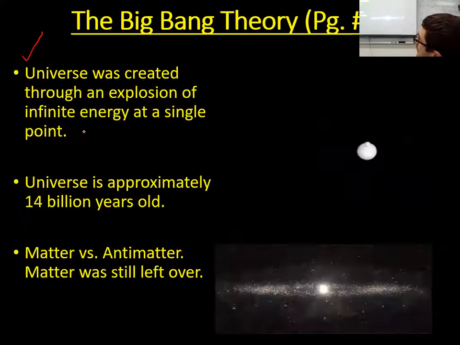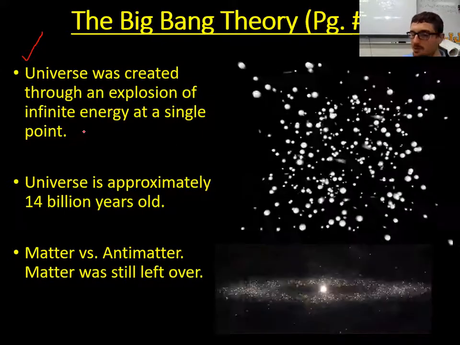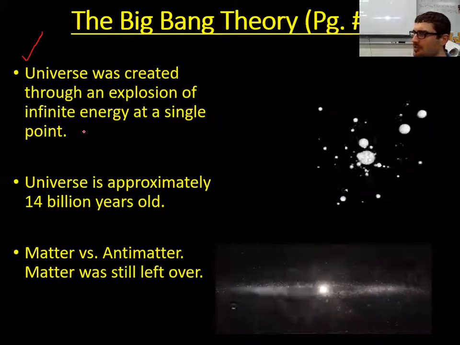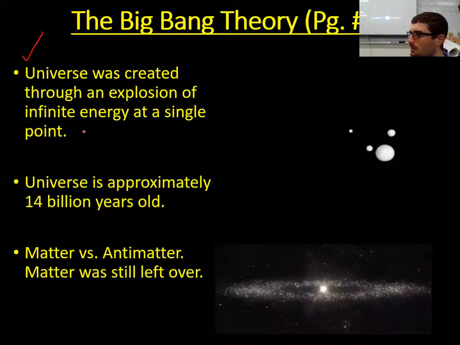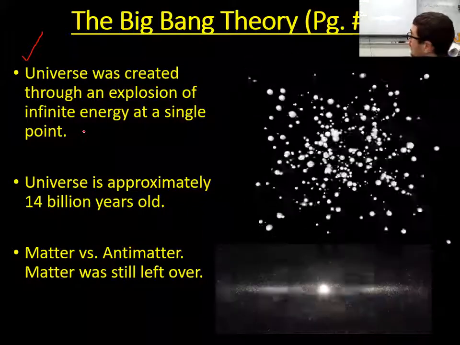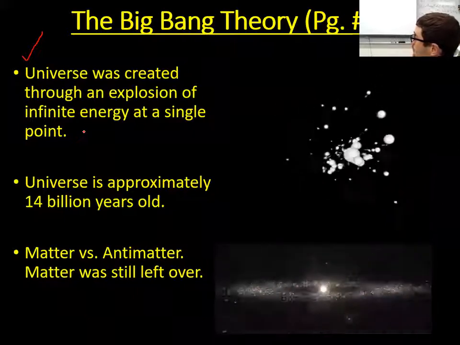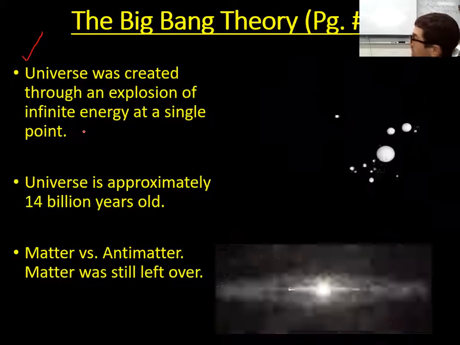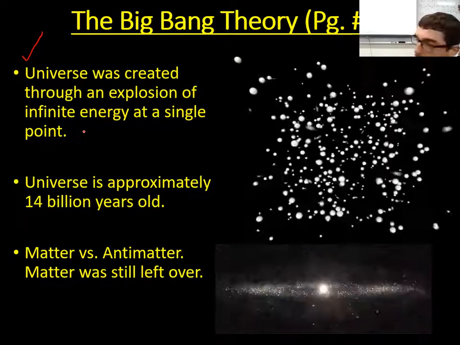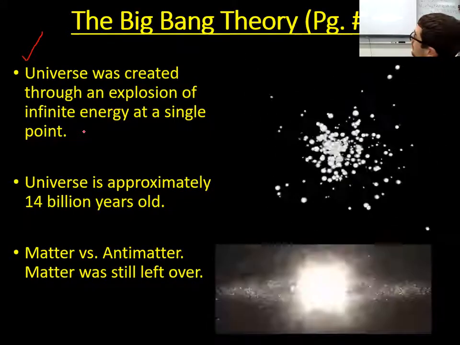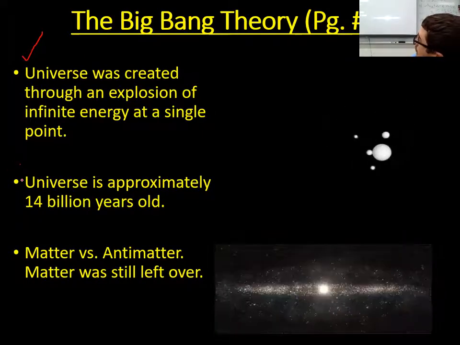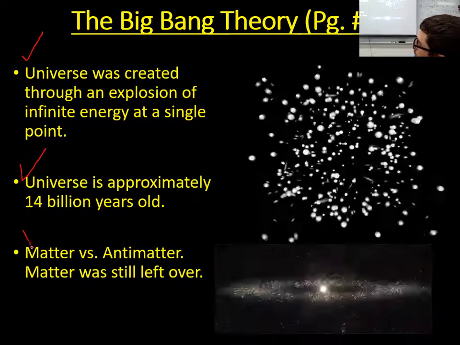The universe is approximately 14 billion years old. So very, very old, been around for a long, long time. I think our star, the sun, has only been around for maybe 3 or 4 billion years, if I'm not mistaken. I have to double check, can't remember. And then matter versus antimatter, matter was left over. So we had light overcoming darkness, and then we had matter overcoming antimatter. So pretty cool ideas there. Make sure to have all 3 of those on page 3. I'll leave that up for a minute.